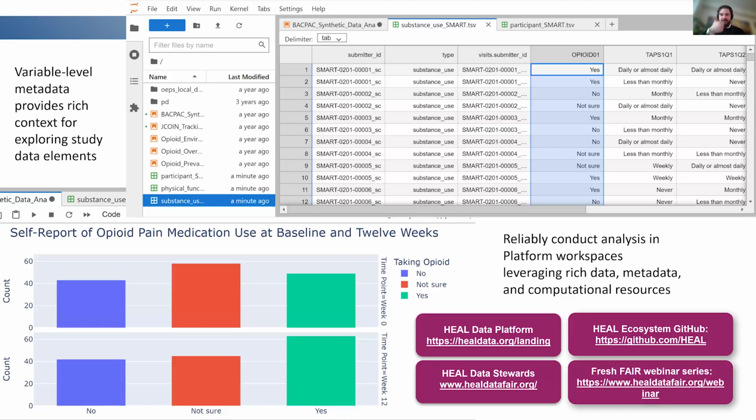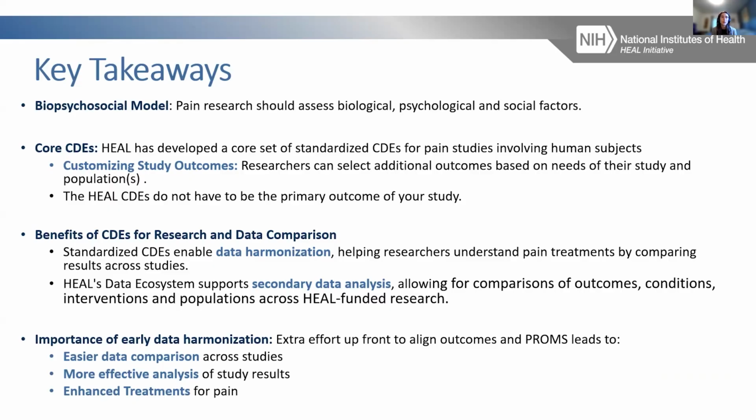Thank you. So to recap what we have learned in this lesson today, we would like to re-emphasize the importance of considering the biopsychosocial model of pain when assessing pain in research. The NIH HEAL initiative considered pain holistically when developing the core CDEs, which is a set of patient-reported outcomes and questionnaires that all HEAL-funded PIs studying human subjects must measure. However, researchers are expected to measure additional outcomes that are specific to their study aims, populations, or interventions.